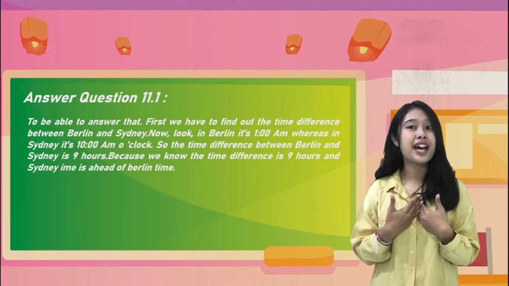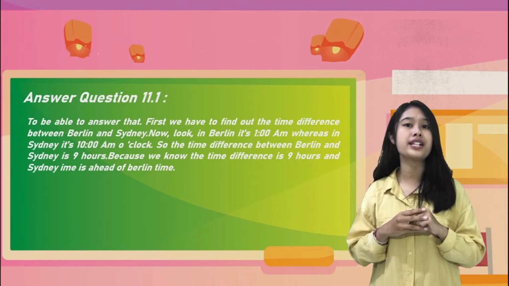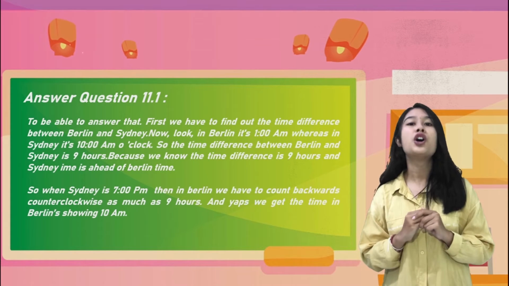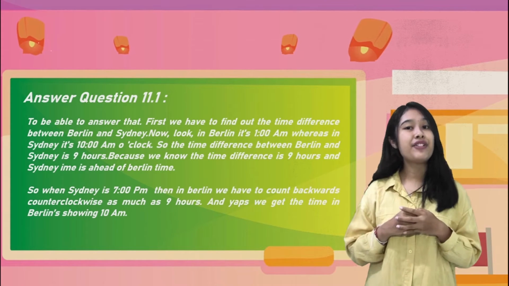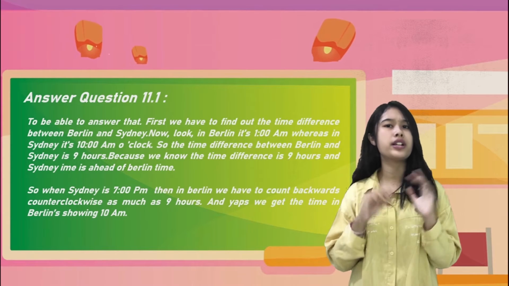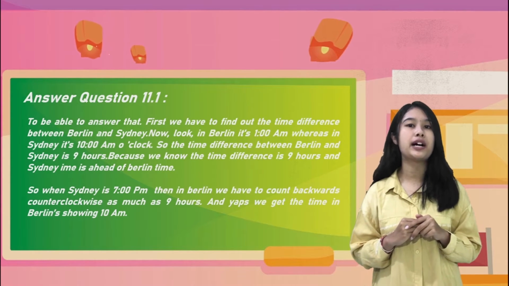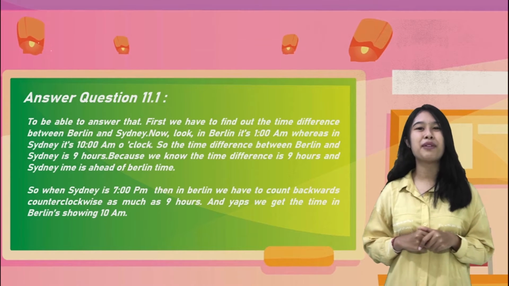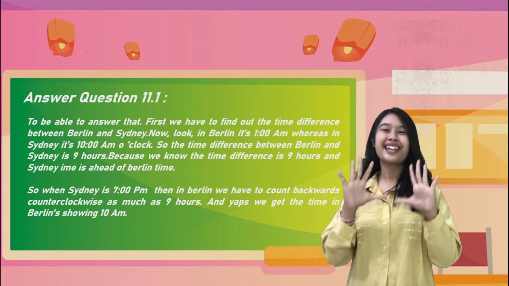Because we know the time difference is 5 hours and Sydney time is ahead of Berlin time, when Sydney is 7 p.m., then in Berlin we have to count backwards, counterclockwise, as much as 5 hours. And yes, we get the time in Berlin showing 10 a.m.